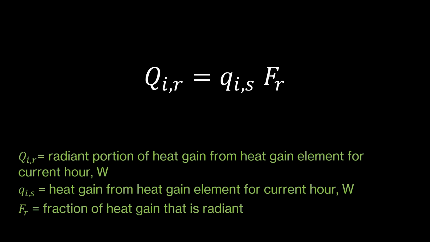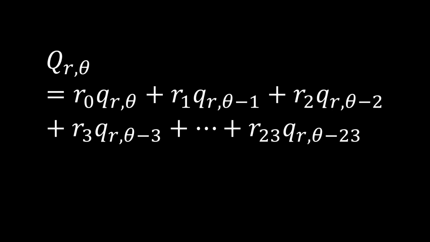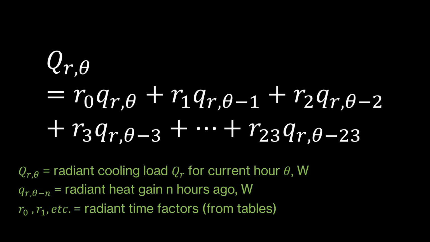To calculate the radiant cooling load for lighting, we will apply the radiant time factors and use the following formula: the radiant cooling load for the current hour is equal to the 0th radiant time factor multiplied by the radiant heat gain for the current hour, plus the first radiant time factor multiplied by the radiant heat gain an hour ago, plus the second radiant time factor multiplied by the radiant heat gain 2 hours ago, plus the third radiant time factor multiplied by the radiant heat gain 3 hours ago, and so on until we get to the 23rd radiant time factor multiplied by the radiant heat gain 23 hours ago.